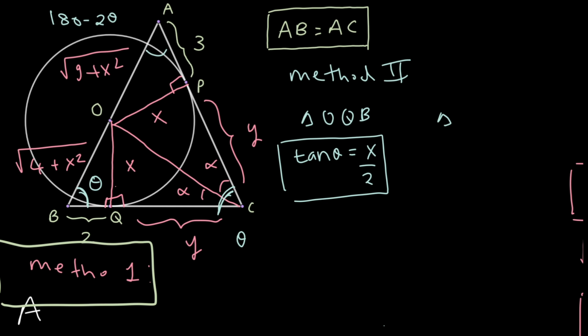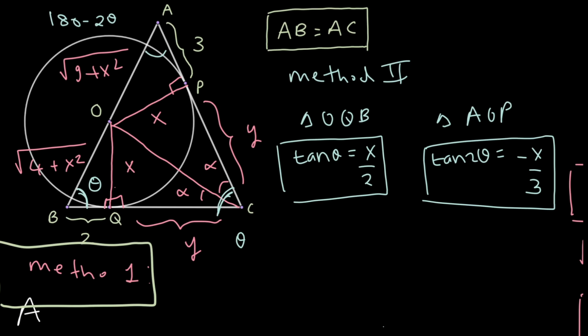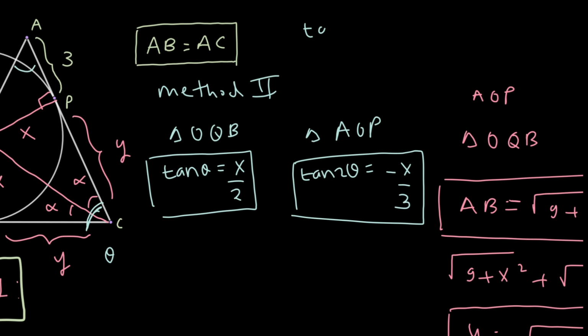Now take the triangle AOP, that is the right-angled triangle at the top. So in that triangle the value of tangent of 180 degrees minus 2 theta, and this can be simply written as negative tangent of 2 theta, would be equal to x upon 3. So negative 1 on that side, we will finally get the value of tangent of 2 theta, that is negative x upon 3, okay.